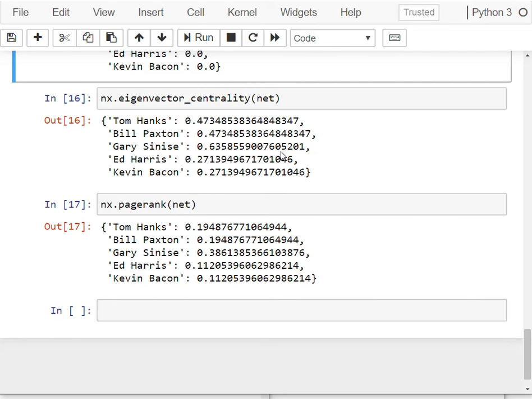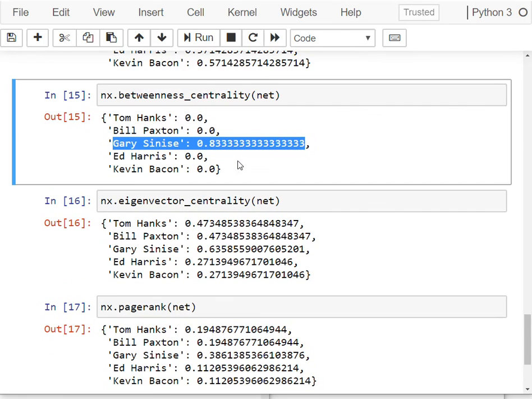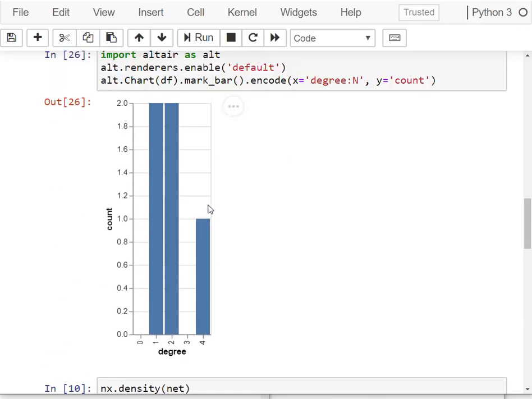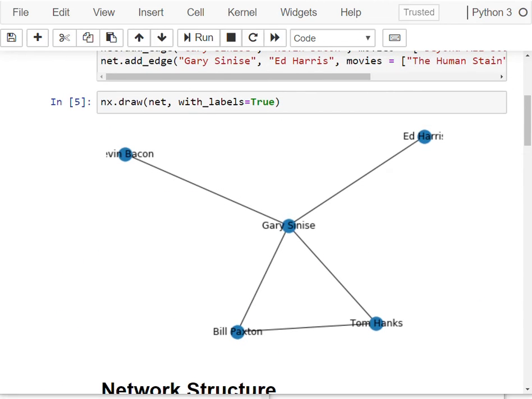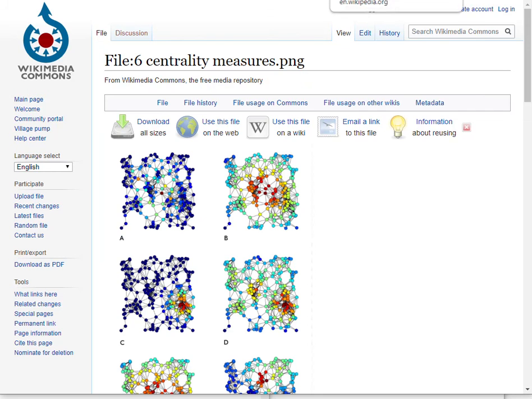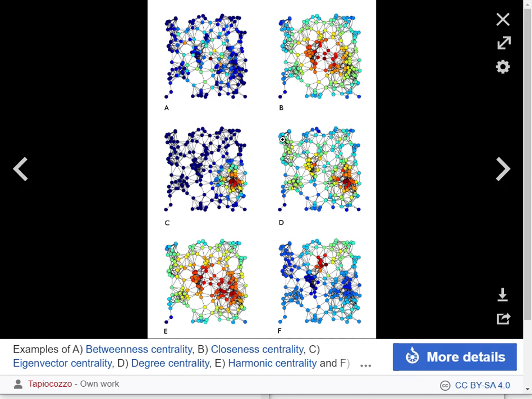Now, once again, if we take a look here, we can see that in this particular network, all of these measurements give us the same understanding of the network, that Gary Sinise is the most central, followed by Tom Hanks, Bill Paxton, and at the end, Ed Harris and Kevin Bacon. And that's what we get by looking at the network structure. I linked here to the network centrality measures on Wikipedia. And if you take a look at this figure, you can see that these different network measures will give you a slightly different understanding of the positions of different nodes in the networks.